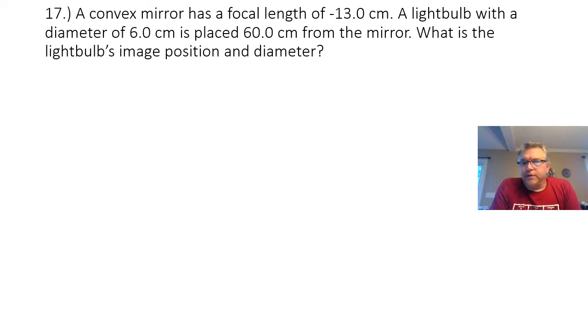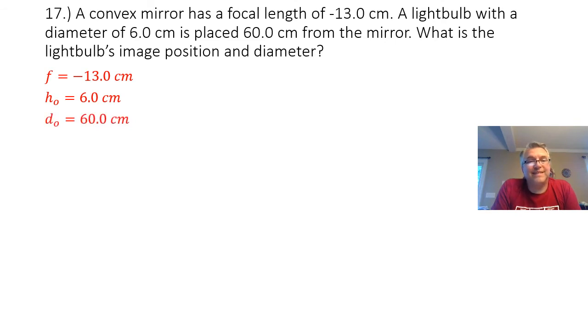So we are going to solve this one mathematically, much the same way we did the previous problem. In this case, we are given the focal length, which is negative 13.0 centimeters. And because it is a convex mirror, I know that the focal point is behind the mirror, which will give me a negative focal length. The height of the object is 6.0 centimeters, and the distance of the object from the mirror is 60.0 centimeters. We are looking for the image distance and the image height.